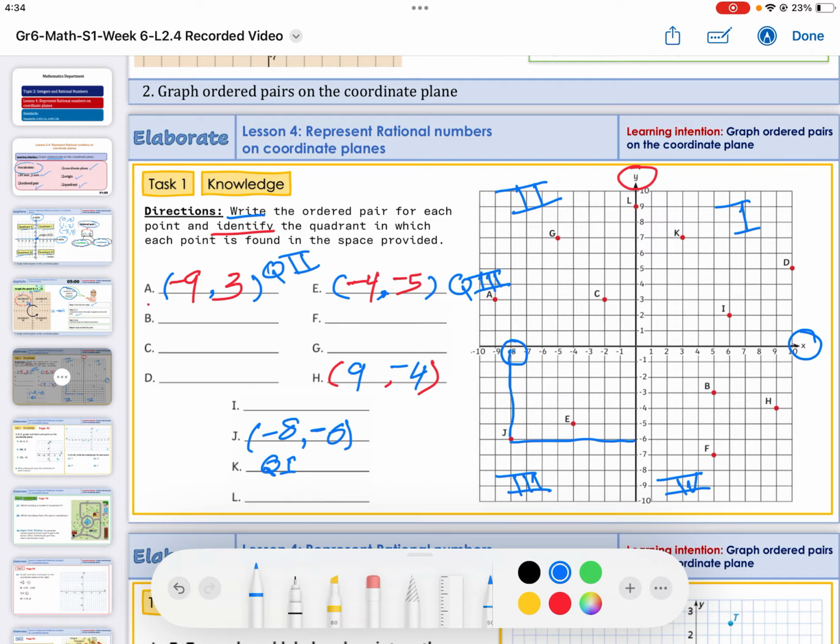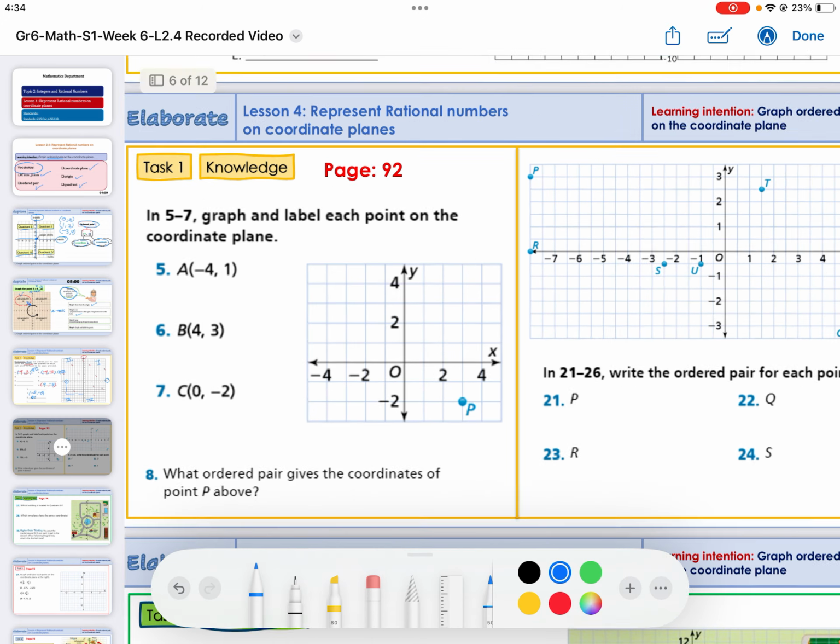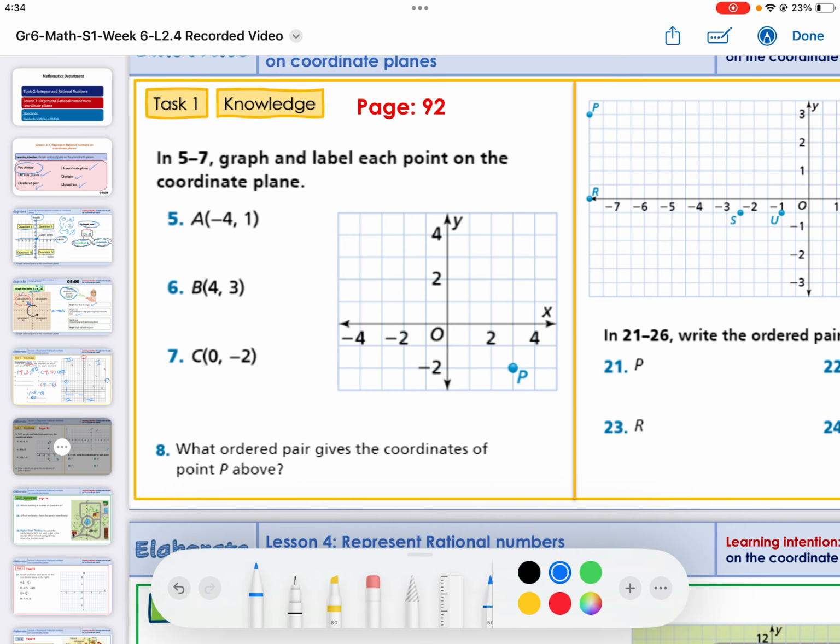Guys, regarding how to write the ordered pair for any given point on the graph and how to identify the quadrant. Now let's get to more challenging questions. Let's start with this one. So this question is really important. It's a question taken from your book. So please solve it over and over again.